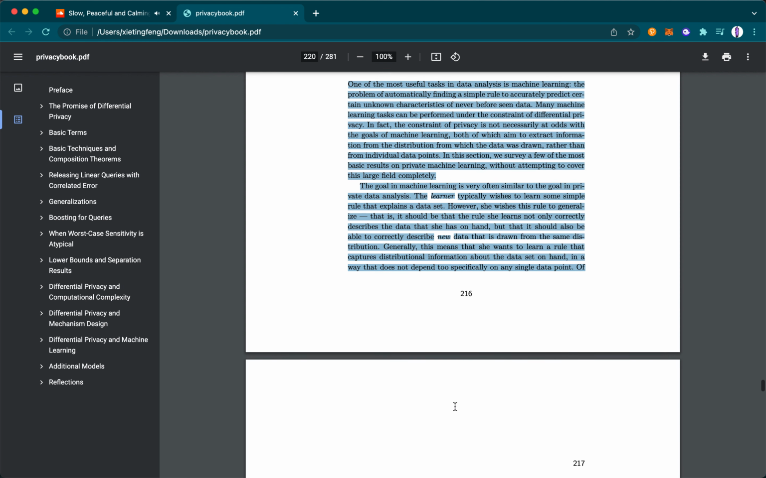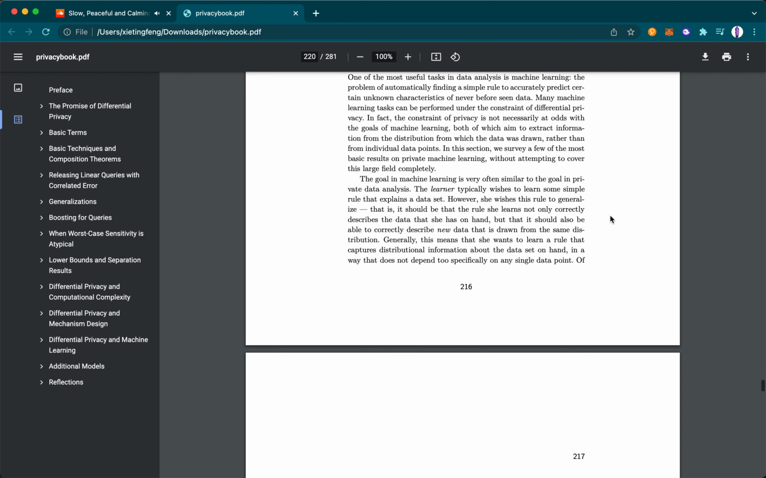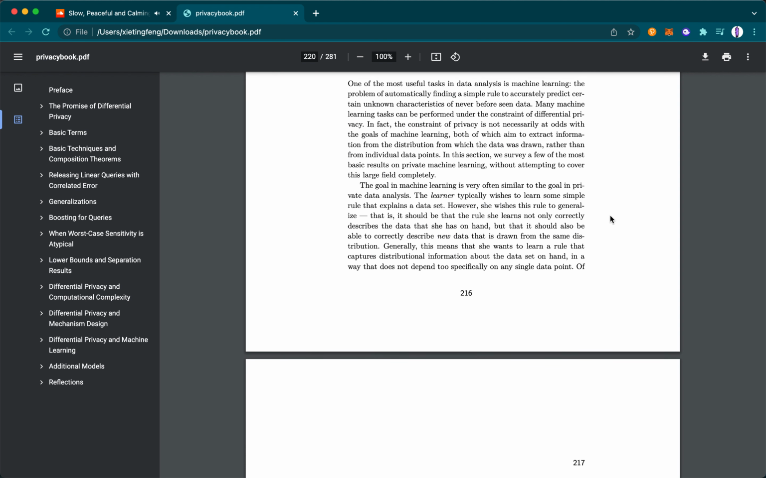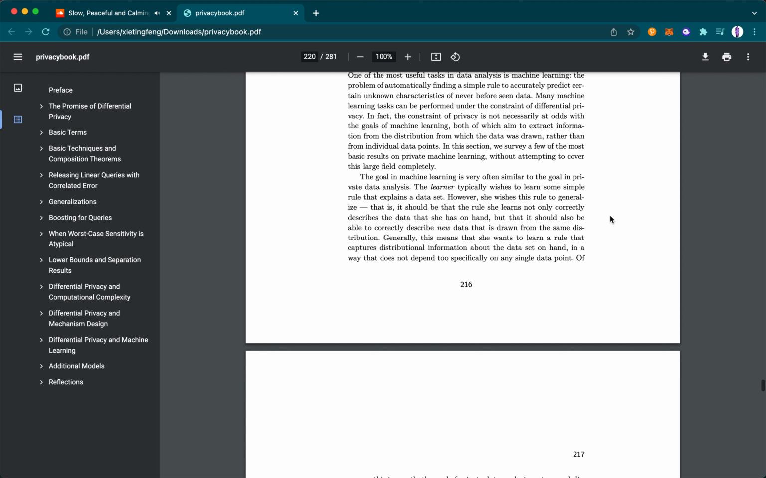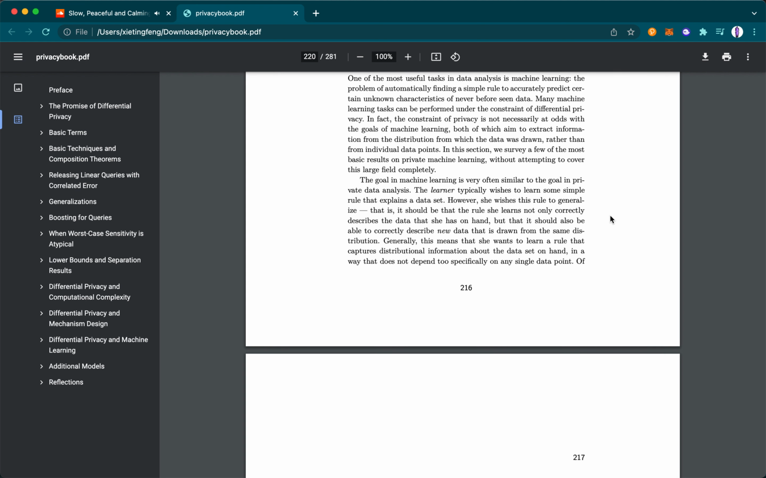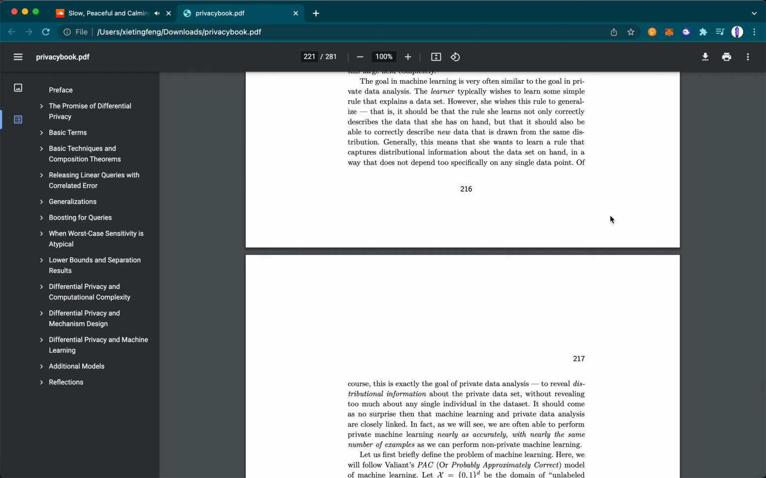One of the most useful tasks in data analysis is machine learning, the problem of automatically finding a simple rule to accurately predict certain unknown characteristics of never-before-seen data. Many machine learning tasks can be performed under the constraint of differential privacy. In fact, the constraint of privacy is not necessarily at odds with the goals of machine learning, both of which seem to extract information from the distribution from which the data was drawn, rather than from individual data points. In this section, we survey a few of the most basic results on private machine learning, without attempting to cover this large field completely. The goal in machine learning is very often similar to the goal in private data analysis.